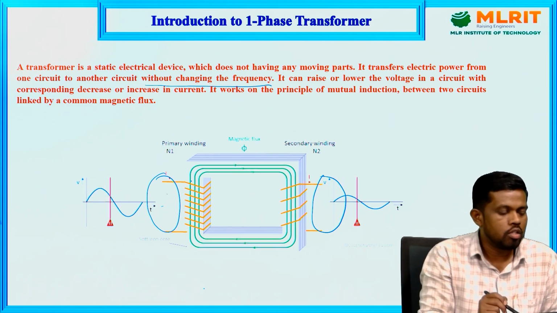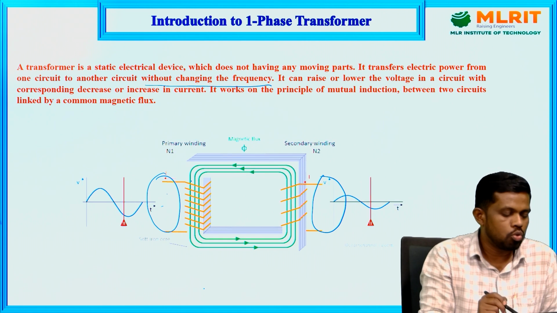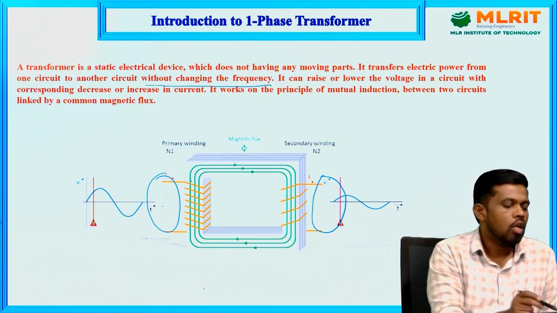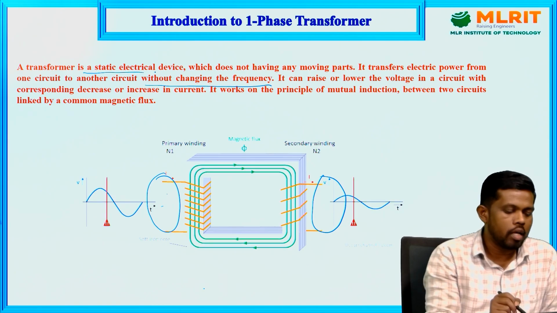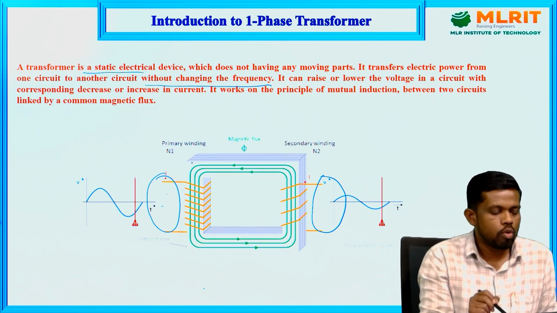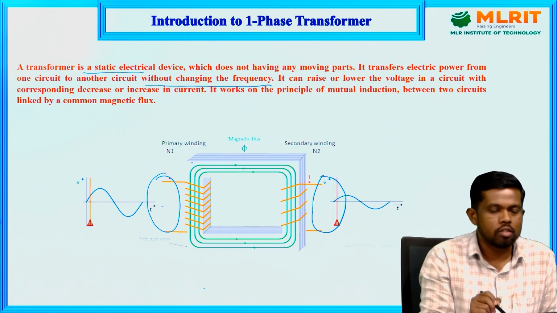So that's what it is, a static device, which is used to transform the electrical power from one circuit to another circuit. So how does static mean? It doesn't have any rotating part or moving part like a machine. So that's what we can say, it's a static electrical device.